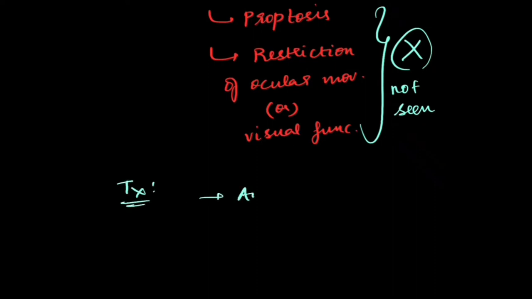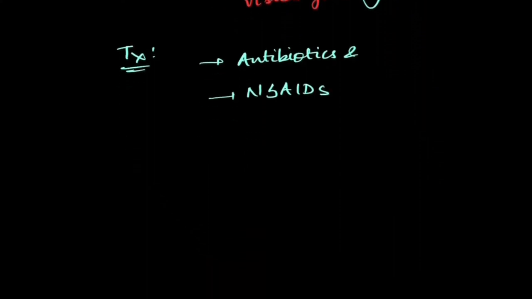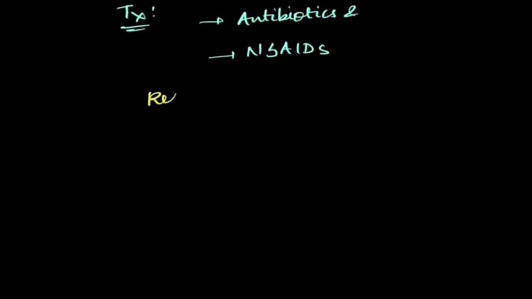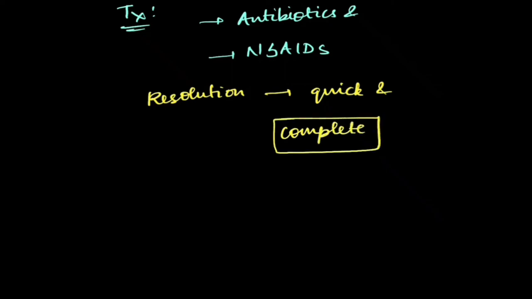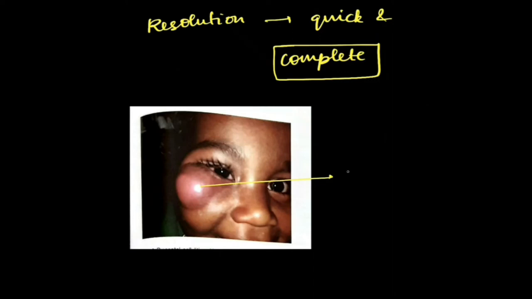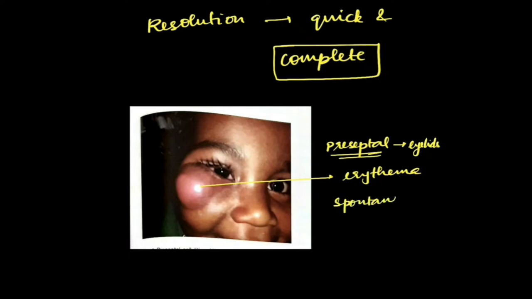So coming to the treatment part, as this is an inflammation before the septum, it is curable spontaneously by antibiotics and NSAIDs. Resolution is generally quick and complete. In this picture we could see the preseptal cellulitis. There is erythema and chemosis present. And there will be a spontaneous resolution when antibiotics and NSAIDs are given.